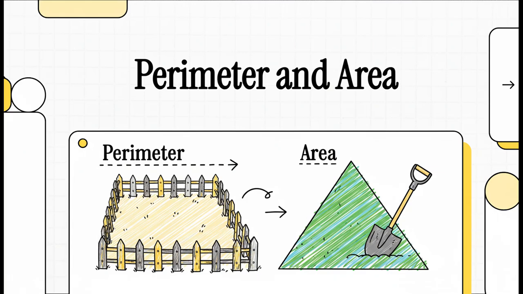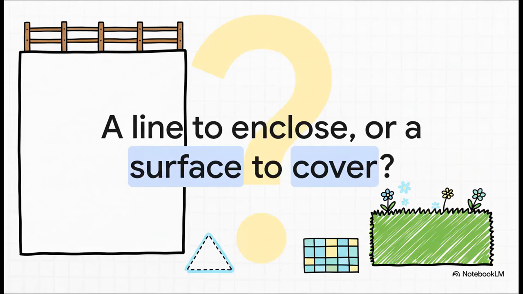So perimeter and area, you've heard these words thrown around, right? But what's the real difference? In this explainer, we're going to break down these two fundamental geometry concepts. One is all about the walk-around, and the other, it's the space inside. Let's jump right in.